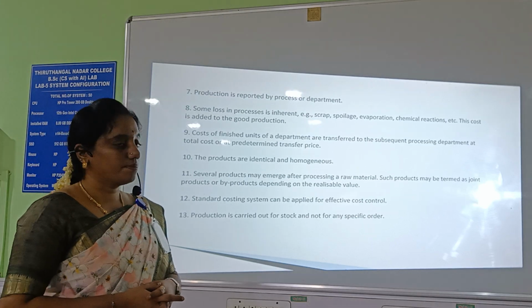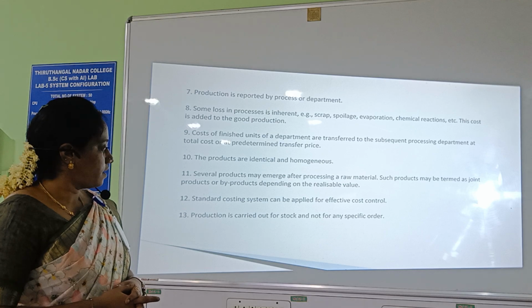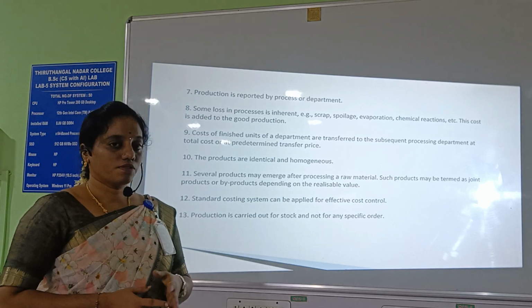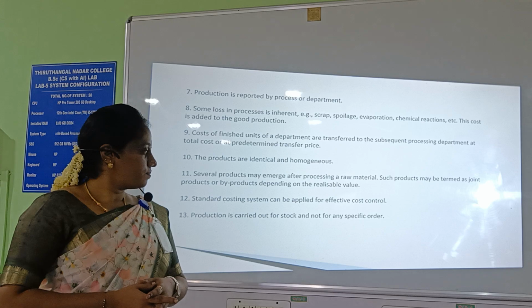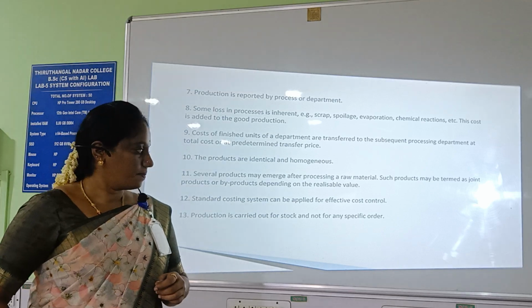Production is reported by process or department. Standard costing system can be applied for effective cost control. Production is carried out for stock and not for any specific order.